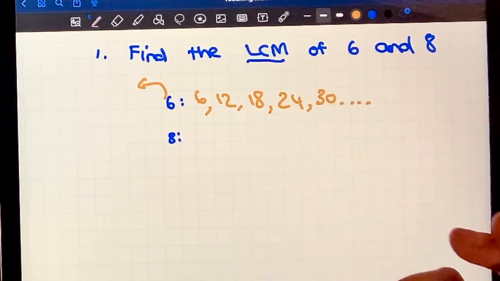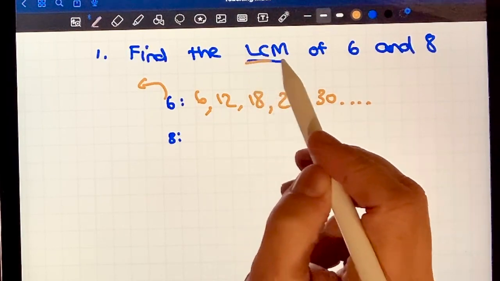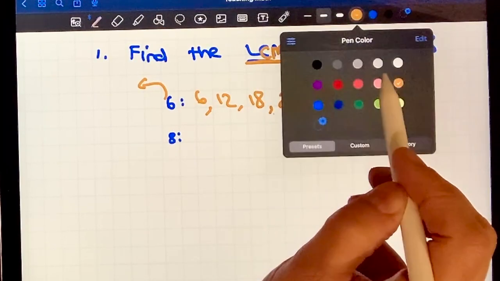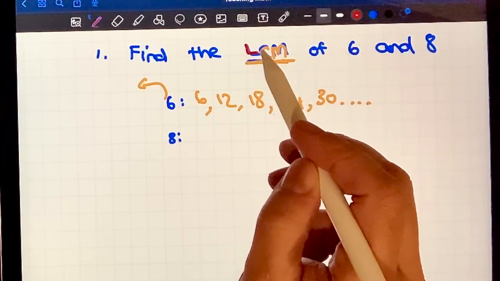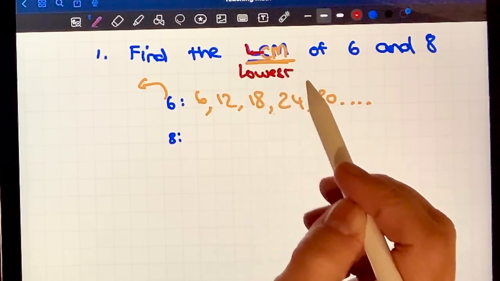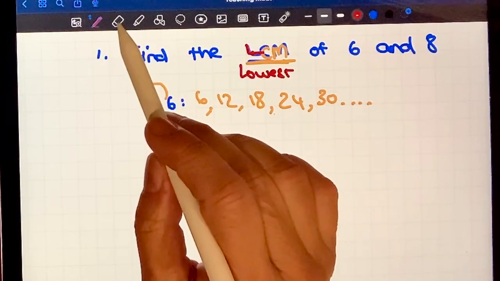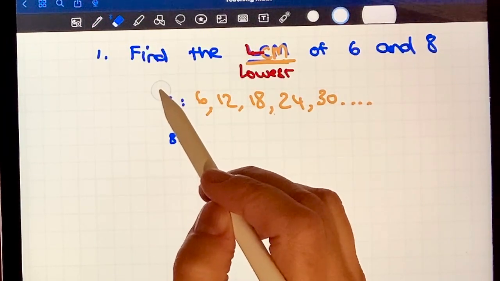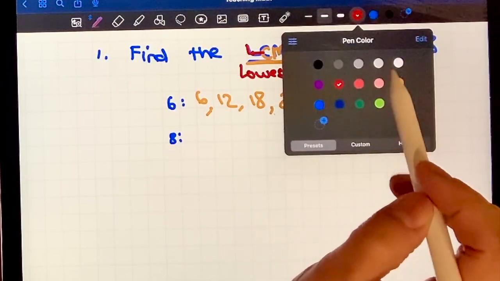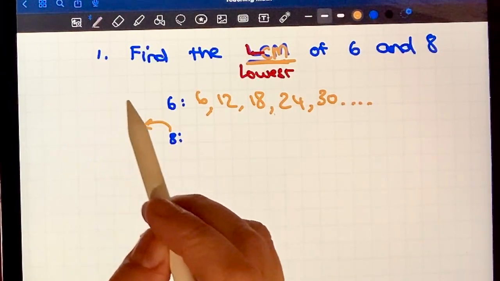You can just go on forever, but there's no need, because you're being asked to find not just any common multiple, but the lowest common multiple. So it's going to be a low number. We've done some multiples of 6. Let's now move on to multiples of 8. I'm going to do the same process.